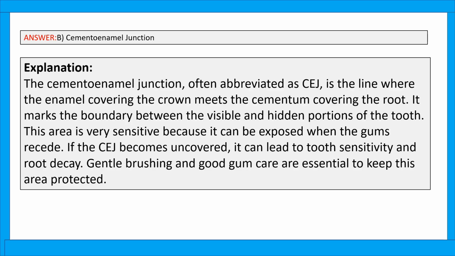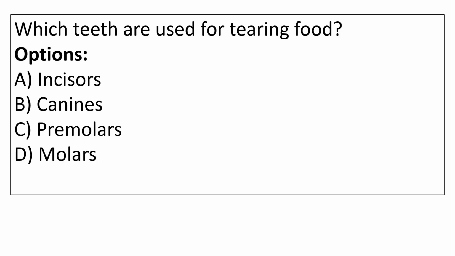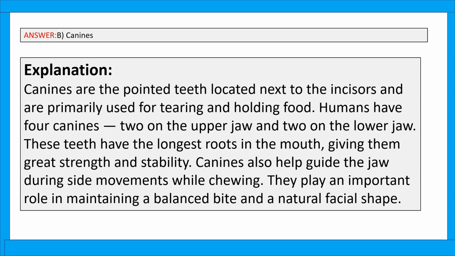Which teeth are used for tearing food? Options: A, incisors. Option B, canines. Option C, premolars. Option D, molars. The right answer is option B, canines. Canines are the pointed teeth located next to the incisors and are primarily used for tearing and holding food.